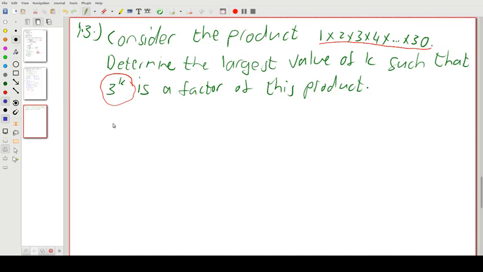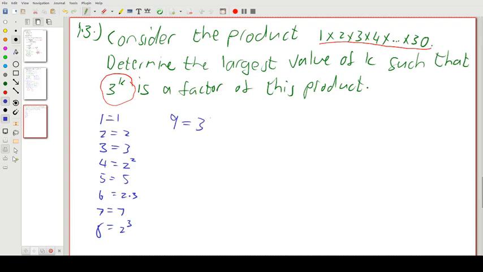Okay, so 1 we can write as 1. So 1 is just equal to 1. 2 is 2. 3 equals 3. Okay, it's quite boring at the start. 4, that is 2 squared. 5 is just 5. 6, that is 2 times 3. 7, that's just 7. 8, that is 2 cubed. 9 equals 3 squared. 10 is 2 times 5. 11 is 11. 12 is 2 squared times 3.